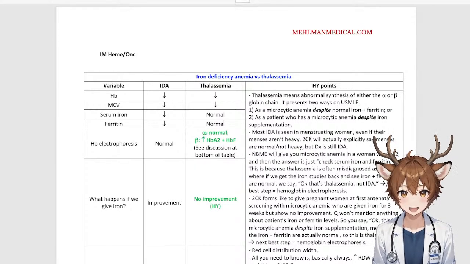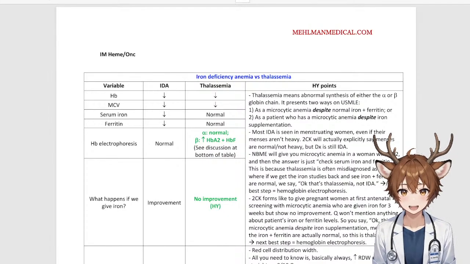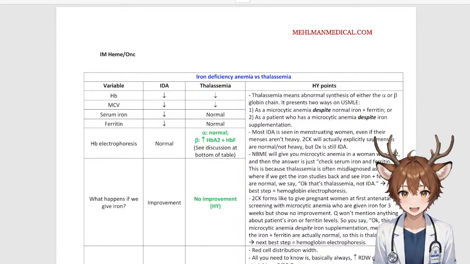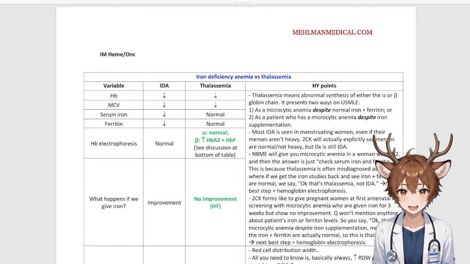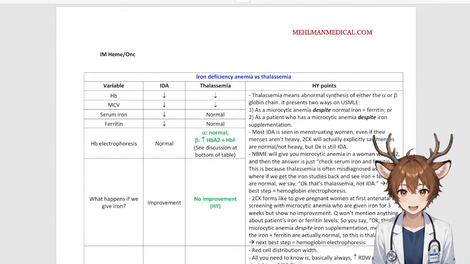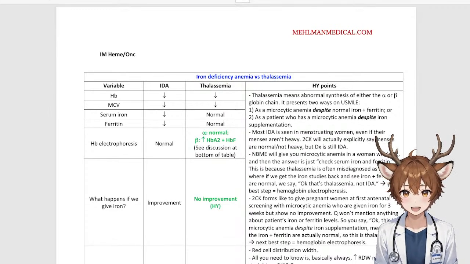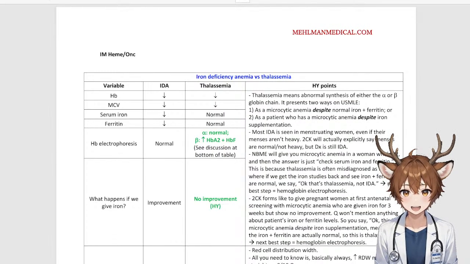2CK forms like to give the pregnant woman at first antenatal screening with microcytic anemia who is given iron for 3 weeks but shows no improvement. The question won't mention anything about the patient's iron or ferritin levels, so you say, oh okay, this is a microcytic anemia despite iron supplementation, meaning the iron plus ferritin are actually normal, so this is thalassemia. Next best step would be hemoglobin electrophoresis.